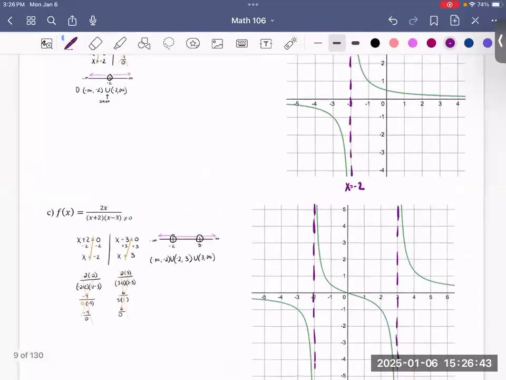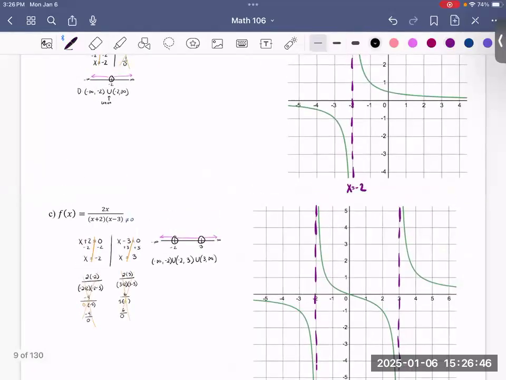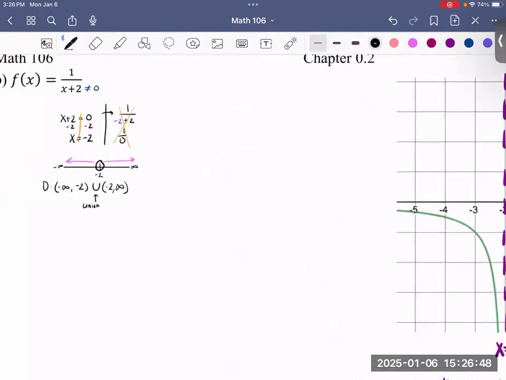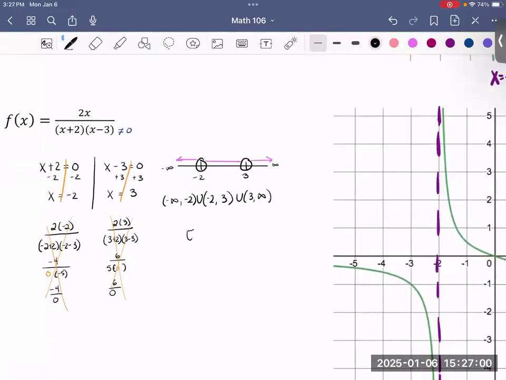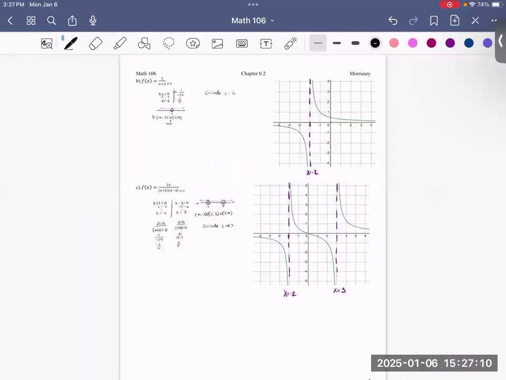Now on your homework, if it says the values to exclude, we're just going to be excluding when x is equal to negative 2. And then again over here, exclude when x is equal to negative 2 and 3. So that is all about different types of lines and some of models.